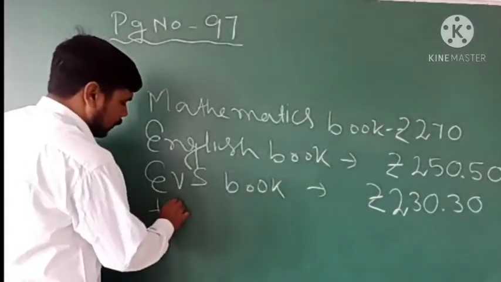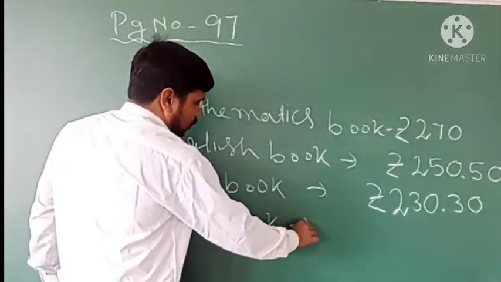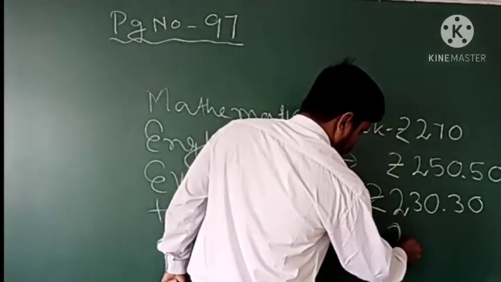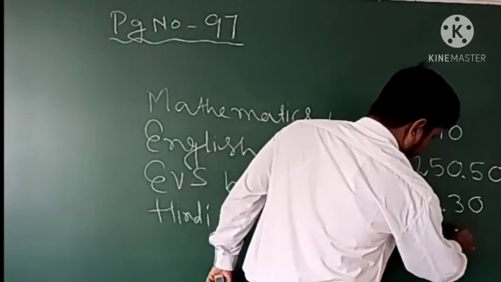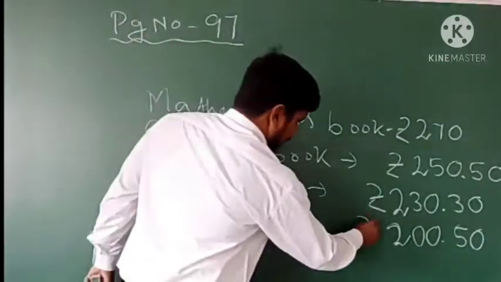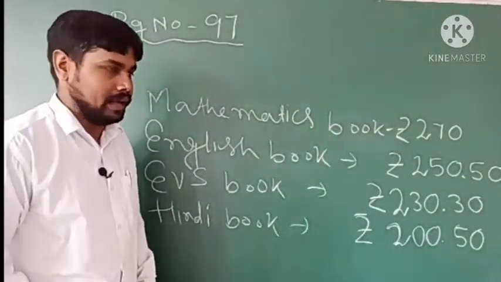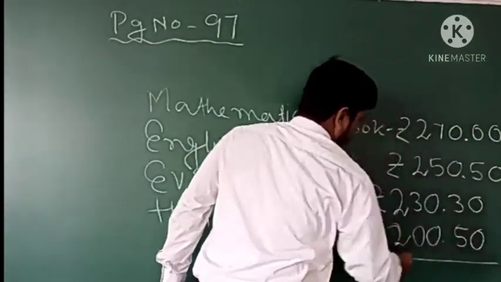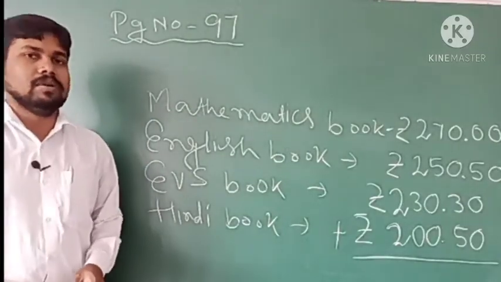So suppose the cost of the Hindi book is, for example, 200 rupees and 50 paise. In this way, if you add all these now, how will you add? Here there is no paise, so decimal 00, and now you can add very simply. Whatever the sum comes to will be the total cost.